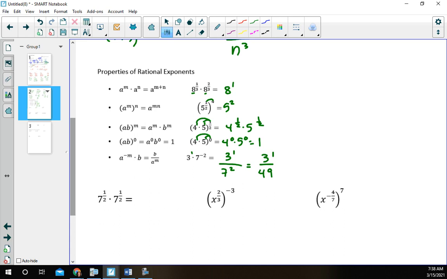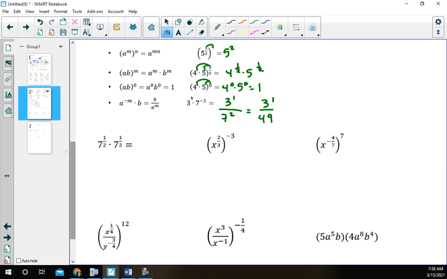Okay, so we're just going to practice a little bit of stuff from your freshman year here. So multiplying things with the same base, we're going to add those exponents. So I'm going to keep that same base, and I'm going to get 1. Another way you can look at it, if you convert this, this is the square root of 7 times the square root of 7. Because they're the same radicals, I can multiply. 7 times 7 is 49. The square root of 49 is 7, which is the same answer.